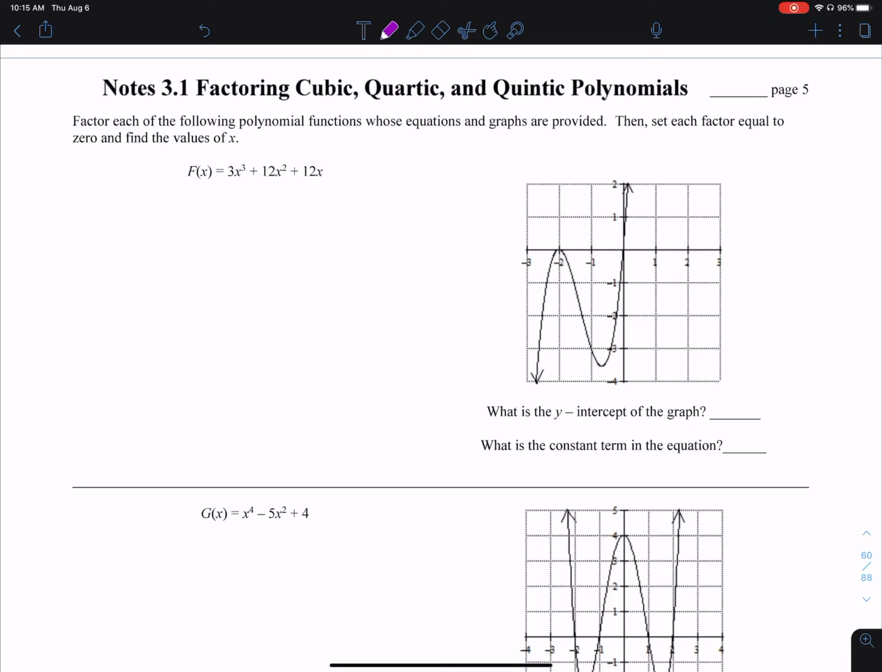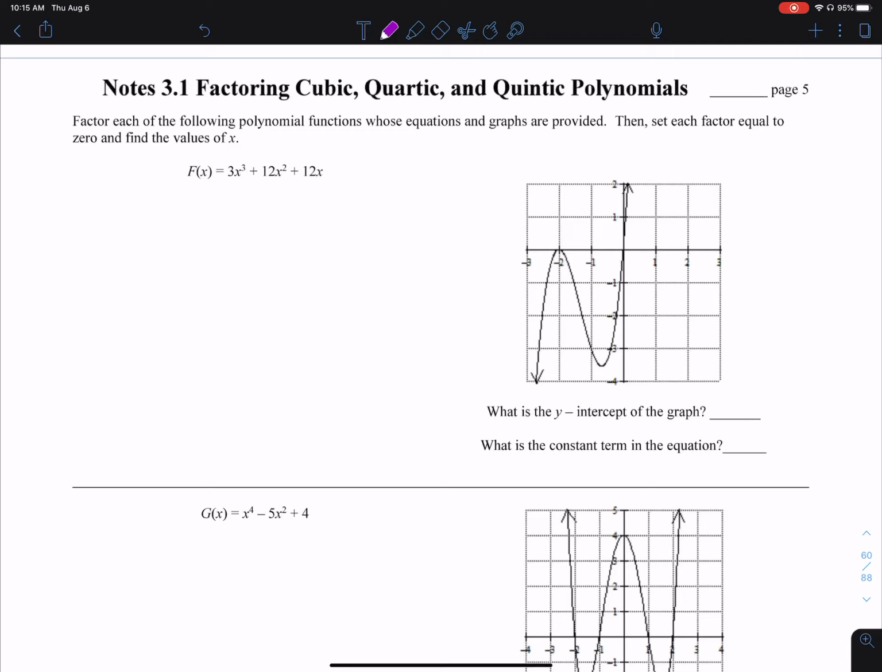PreAP PreCalculus. This is note section 3.1, factoring cubic, quartic, and quintic polynomials. At this point, you should have already reviewed from the previous videos for this same section how to factor a polynomial that has 4 terms, 3 terms, and 2 terms. So now we're just putting it into practice here.